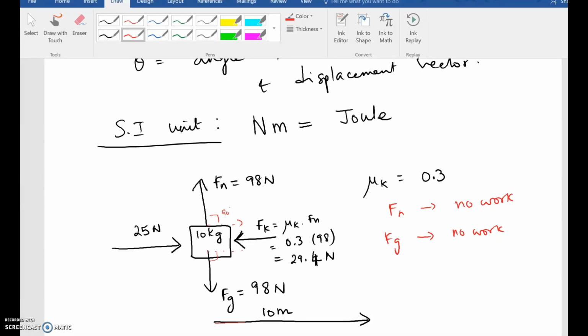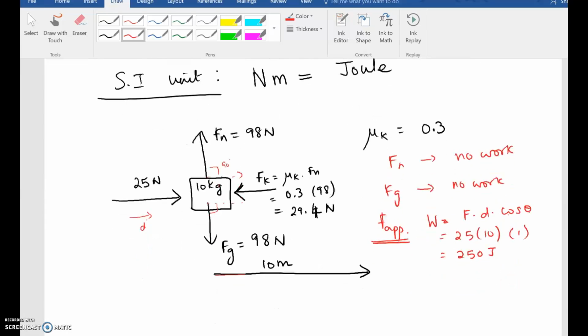What about the applied force? The displacement is this way, so applied force is going to do positive work. So applied force, the work done is force times displacement times cosine theta. So therefore it is 25 times 10 times the angle between the two vectors in same direction is 0. Cosine 0 is 1. So the applied force does 250 joules of work.